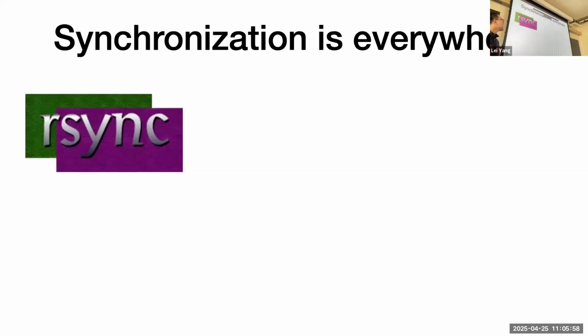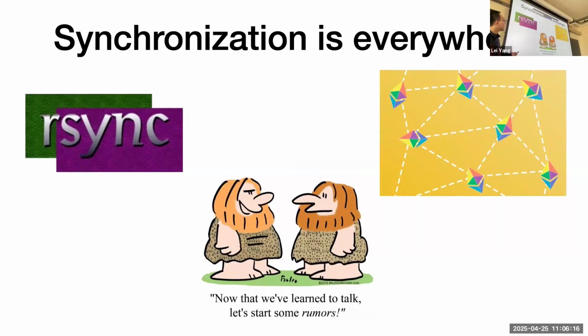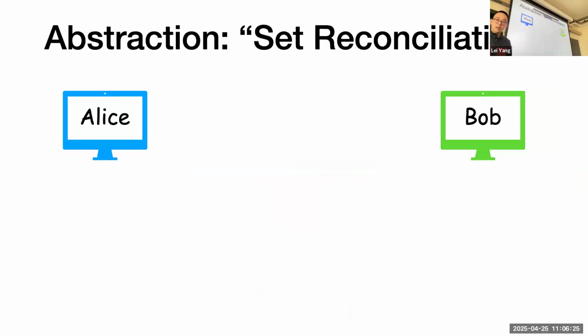And synchronization is really a task that is everywhere in distributed systems. For example, you have rsync, which synchronizes two directories across computers. You have gossip protocols that synchronize, for example, memory pools in blockchain systems. Of course, you have the Bitcoin and Ethereum peer-to-peer network that synchronizes block states and block bodies. And there's a very nice abstraction of this whole primitive of synchronization, and it's called set reconciliation.